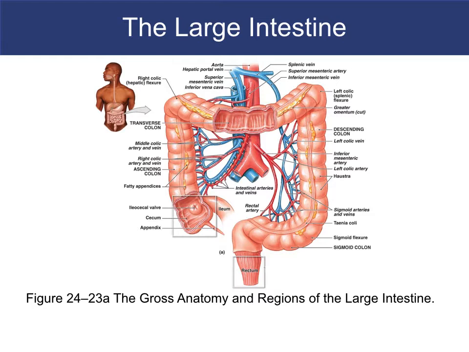Here are these little haustra things. See these bulges out the side, and these are those tinea coli, where the longitudinal muscle layer, instead of extending all the way around the colon, just coalesces into three little strips. One here, and the other two are around and back. Okay.